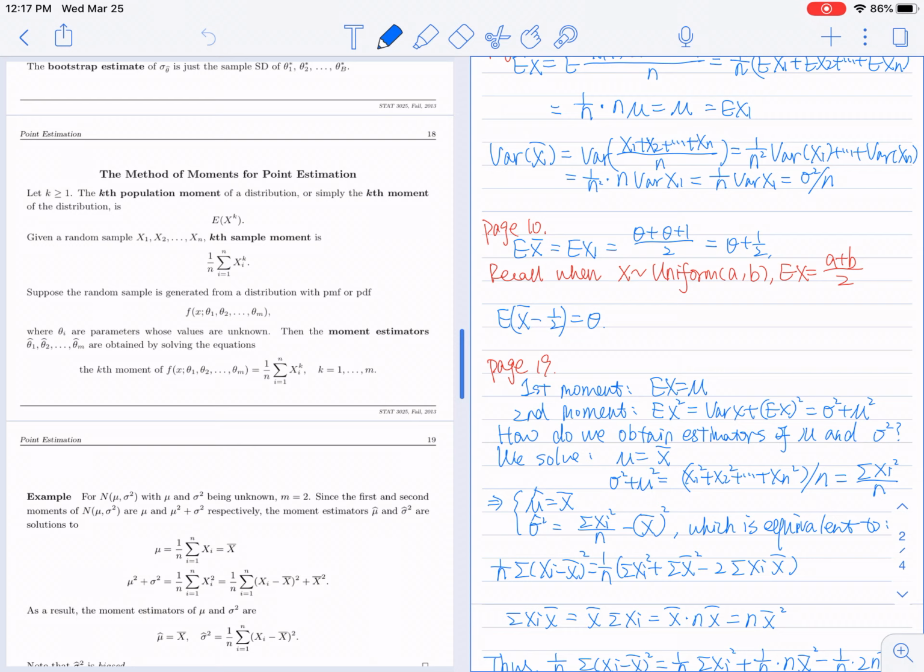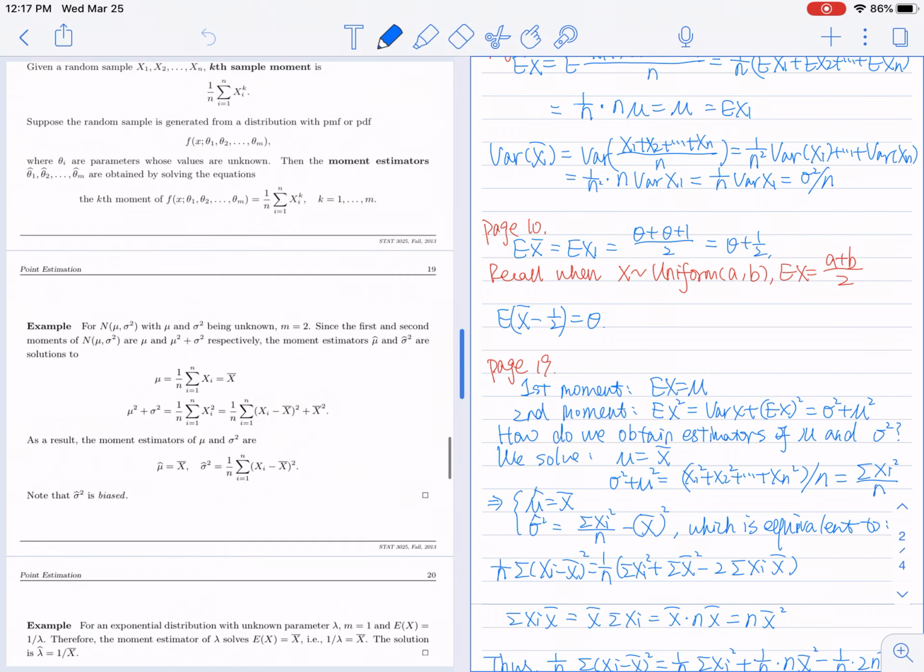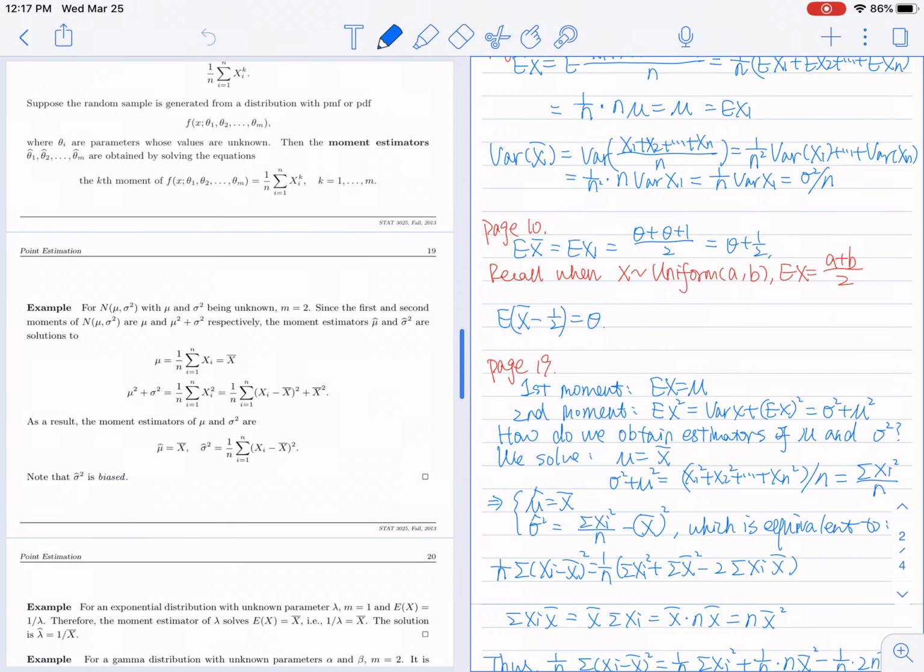And our moment estimator is to solve the equations at the bottom of page 18. So let me look at this concrete example on page 19. For example, we have a normal random variable with parameters mu and sigma squared, and they are unknown. So m is the number of parameters. Because here both mu and sigma are unknown, we have m equal to 2.